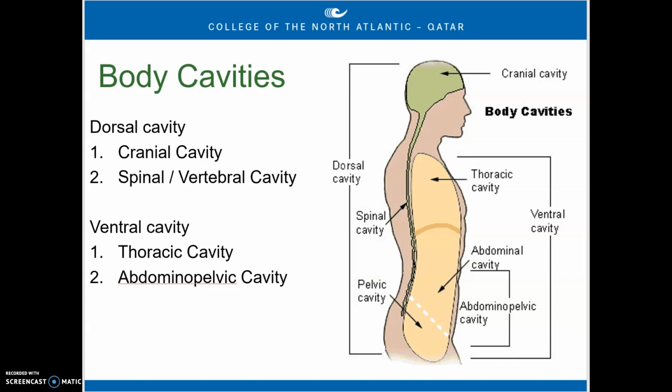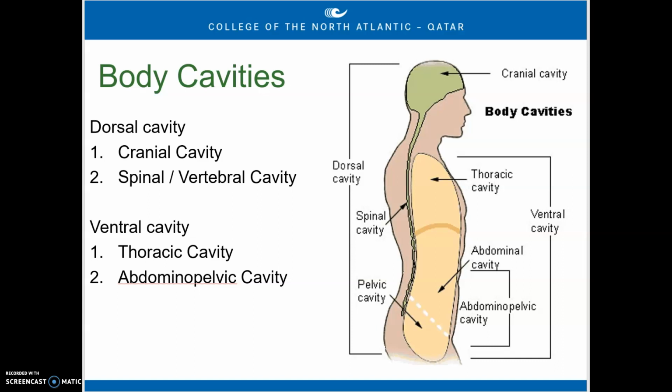So that makes up the dorsal cavity. On the ventral cavity, we have a couple of different divisions. The first one is between the thoracic and the abdominal pelvic cavity, and this makes up the ventral cavity.